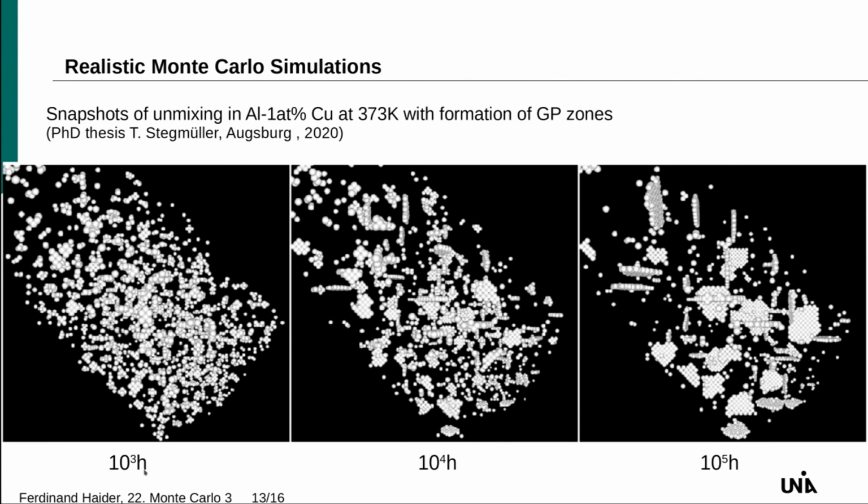Yeah, we had a discussion on the time scaling here. How was it done? I have to check again. I forgot.